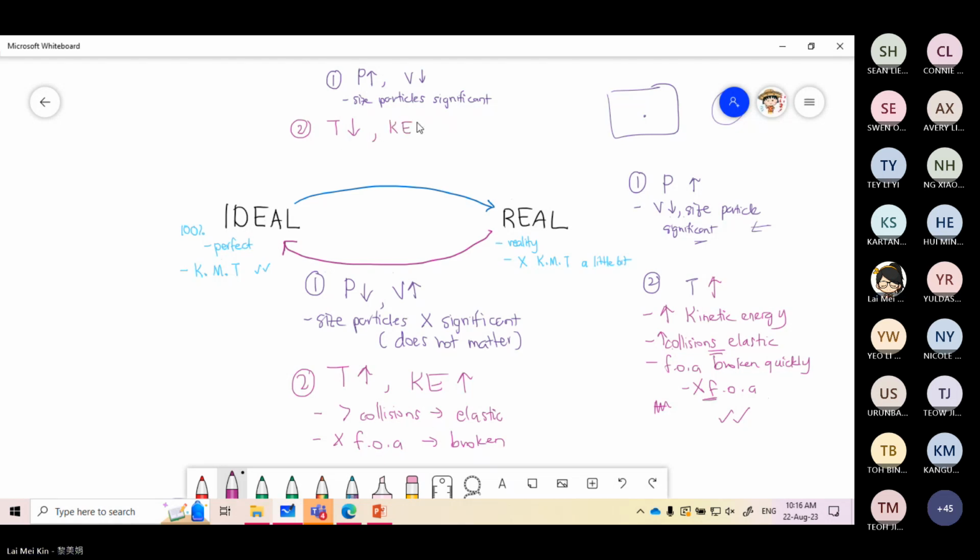Temperature low, kinetic energy low. So there will be fewer collisions because the particles move slower, no more constant random motion. And then there might be, I'm not saying there will, there might be temporary forces of attraction that are more significant, which cannot be broken because there is maybe not enough energy to break them. I'll give you guys 30 seconds to digest this, then we move on.